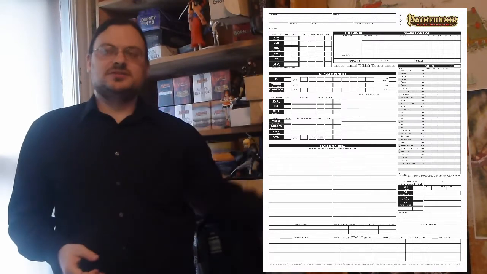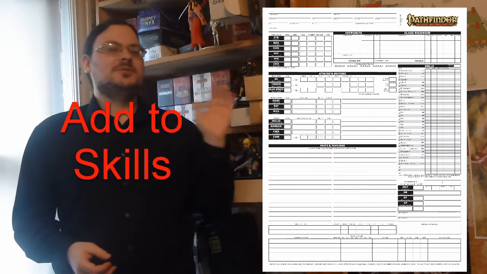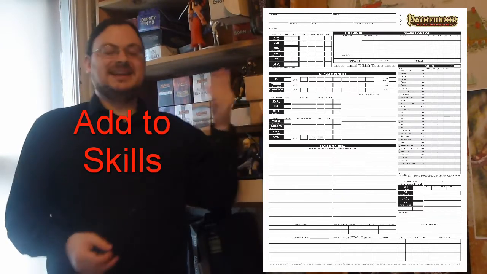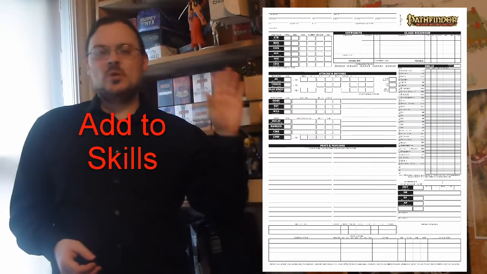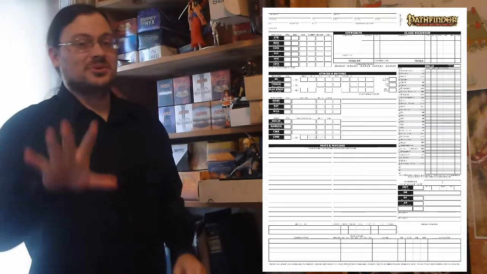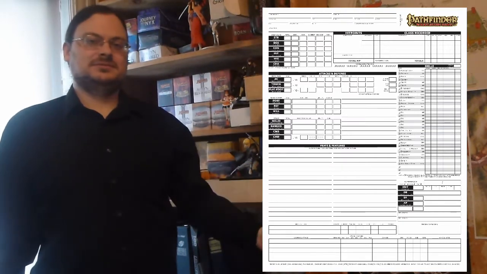Now, each skill is associated with a different ability score. The only ability score that doesn't add to any skill is your constitution. It adds to your hit points, it adds to your fortitude, but there are no skills which use constitution. That's an important thing to know. But all the other ability scores add to different skills.